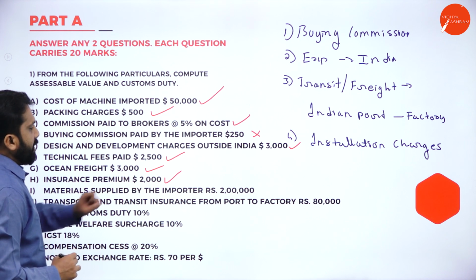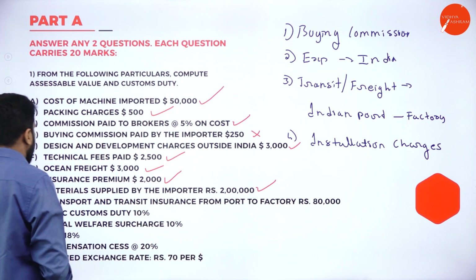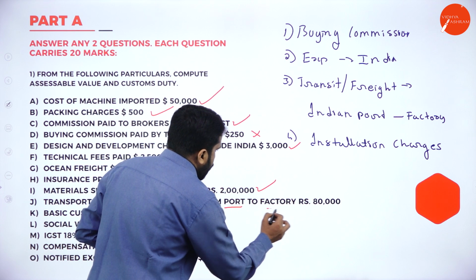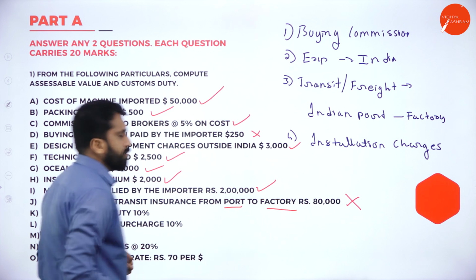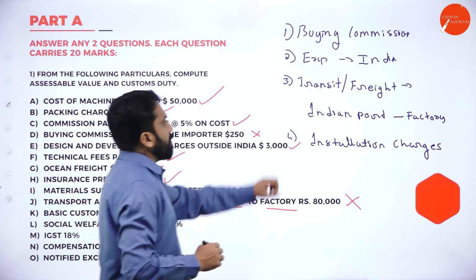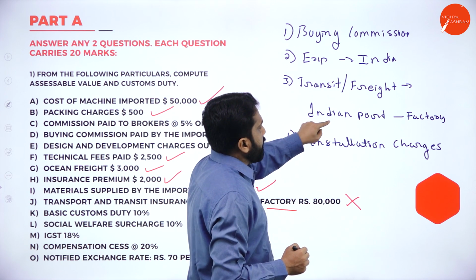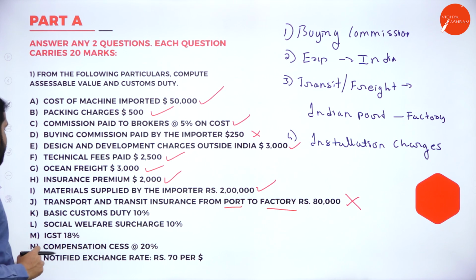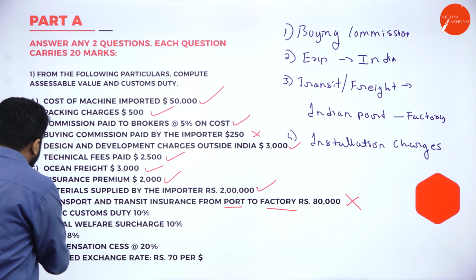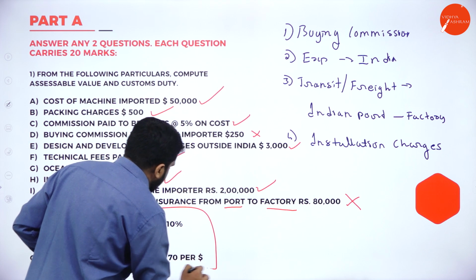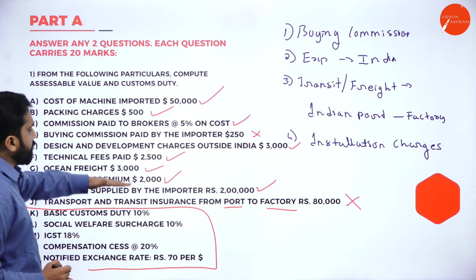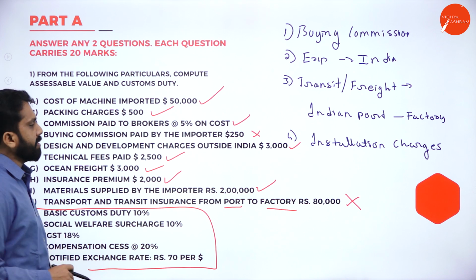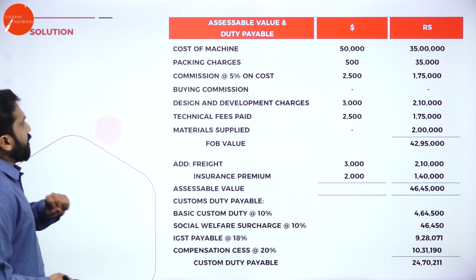Material supplied by the importer, yes. Transport and transit insurance, port to factory, so you are not supposed to take. As I told you, transit air freight, Indian port to factory, we are not supposed to take. Then basic custom duty, these we will come later. Once you have done this, then we'll come to tax calculation. Clear? Yes. This will be your answer.